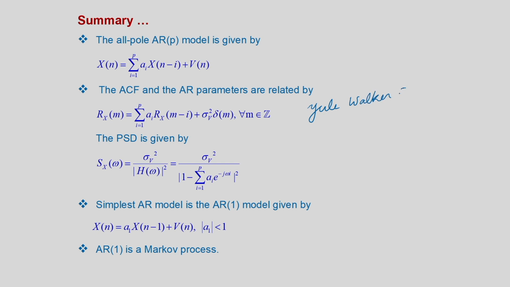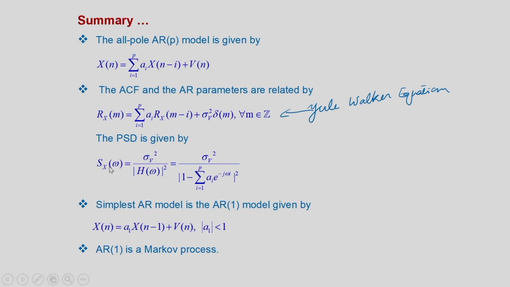These are the Yule-Walker equations. For different values of m, we get a set of equations which are difference equations in terms of the autocorrelation function. So, we will have a number of equations. Suppose there are p parameters, and one more parameter is sigma v squared. To solve them, we can consider p+1 equations out of them and find those values. Solving those equations is not difficult because they are linear equations.